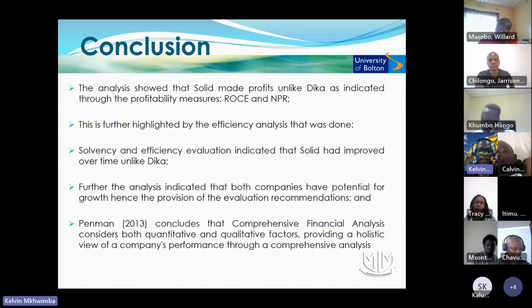So to sum it up, PEMNAM in 2013 also concludes to say it's really important to comprehensively analyze the financial statement through both angles, which is quantitative and qualitative, because at the end of the day, we want to see a holistic view, a greater view of how the companies are performing by looking at very detailed and comprehensive analysis through both angles. Reaching that far, thank you, colleagues. We can now take questions.